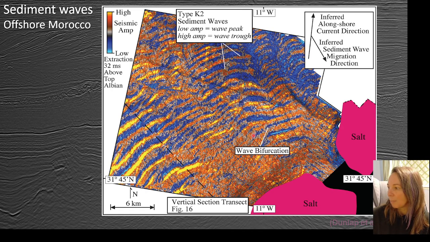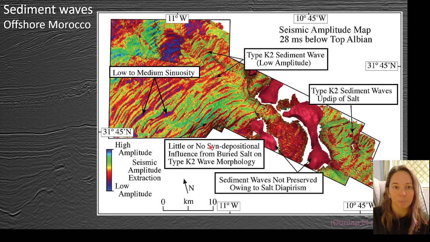And so you could see areas of wave bifurcation. You can see that the crests are actually axially oriented southwest, northeast, kind of oblique to the paleo shelf. And so a lot of information is available if you look at the seismic data the right way, that just seemed very subtle when we looked at it in that last slide of the vertical section.